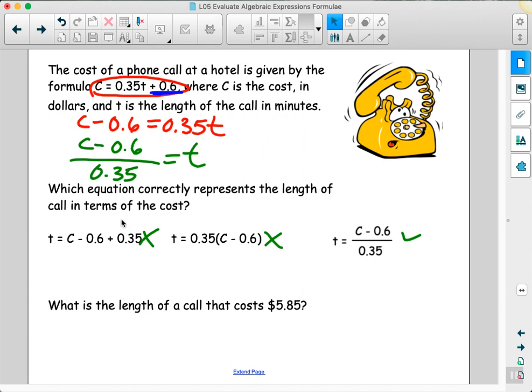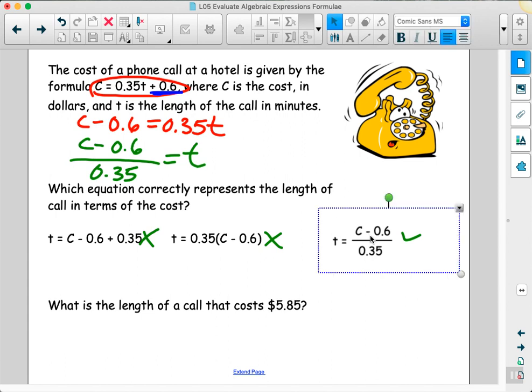And so when we look down here, this was not correctly isolated for t, nor was this. This is the one that was correctly isolated for t. The next thing I'm going to have you do, and I'm going to pause the video, is now that we have this correctly isolated for t, this will give us the length of the call given a particular cost c over here.